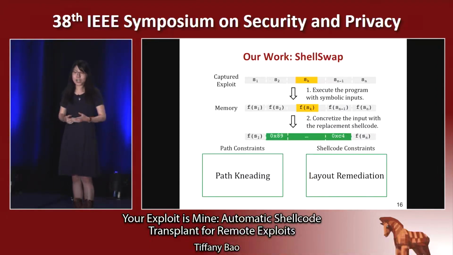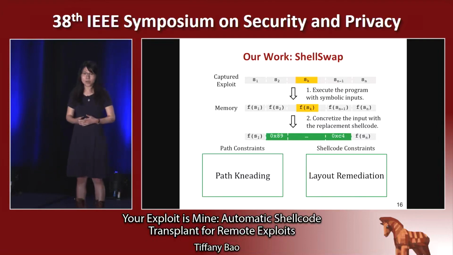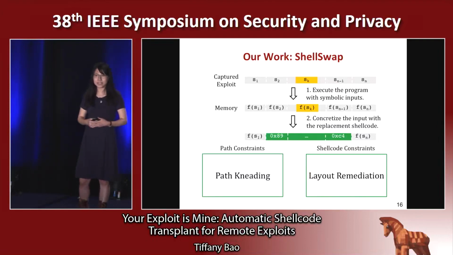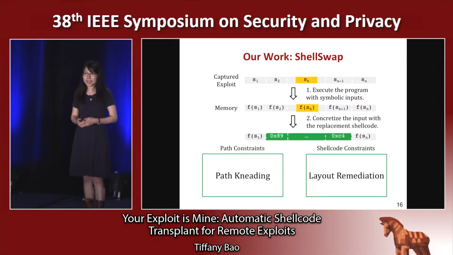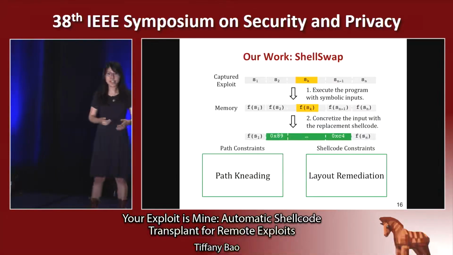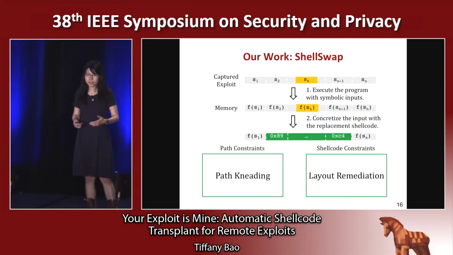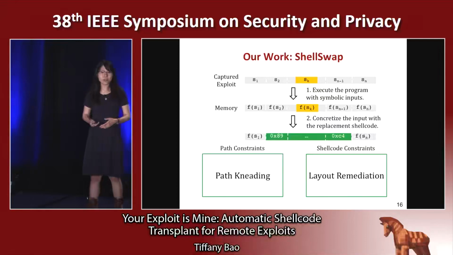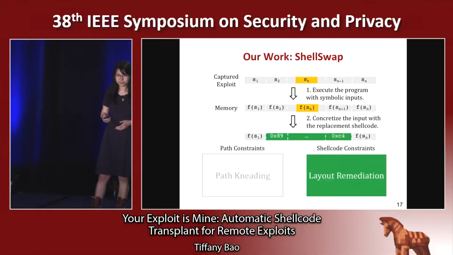So we propose our work, ShellSwap, which is based on symbolic execution. In addition, we propose two methods to resolve those contradictions. The first method is called path knitting, which is basically to change the path constraints. And the second is called layout remediation, which is to change the shellcode constraints. We'll start with layout remediation first.